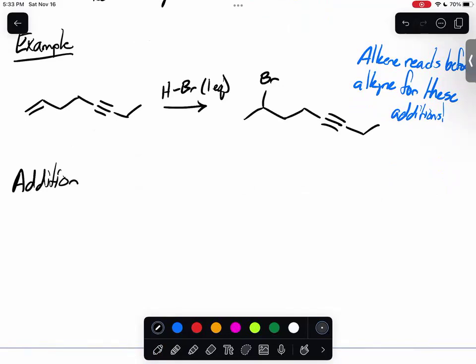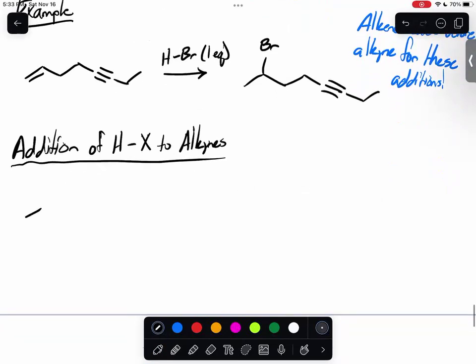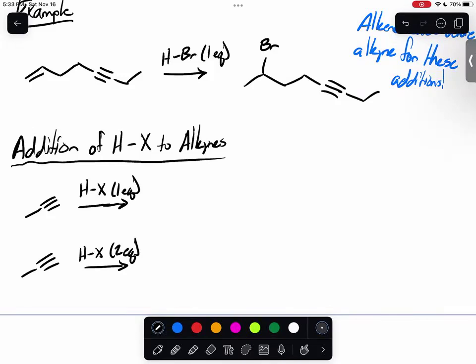So let's do addition of HX to alkynes, also known as hydrohalogenation. Now, with alkynes, you actually end up in a situation where there are two outcomes to most of the reactions that we present, right? The first outcome is what happens if we add something with one equivalent. The second outcome is what happens if we add something with two equivalents. Because as a reminder, with alkynes, they can do things twice.